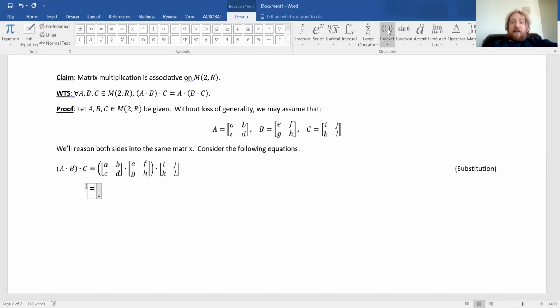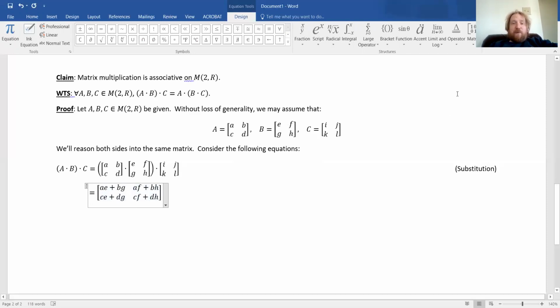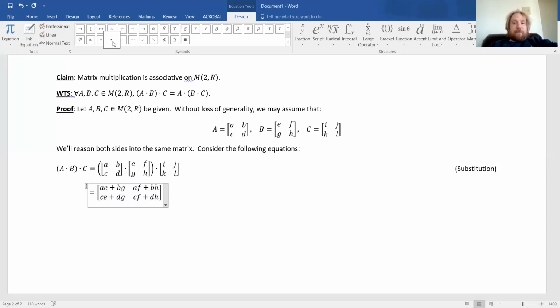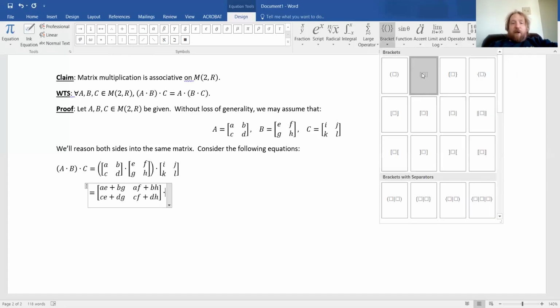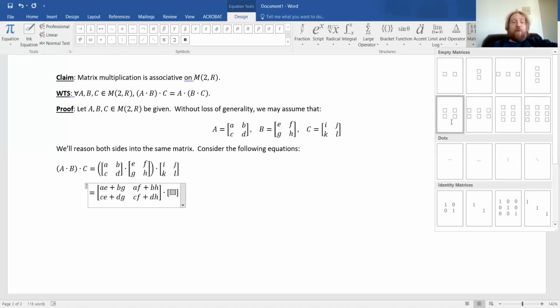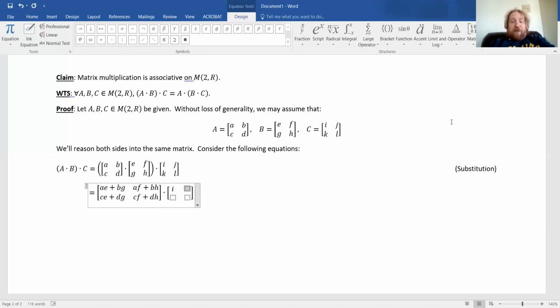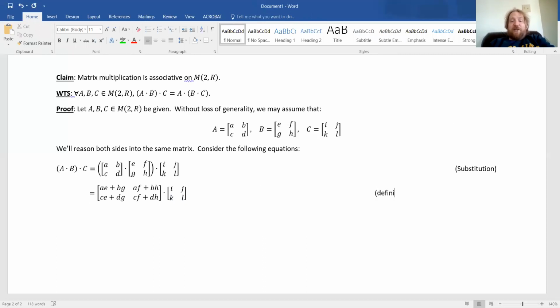So if we do out the product inside the parenthesis, we're going to get AE plus BG, CE plus DG, AF plus BH, CF plus DH times the matrix I J K L. If it helps you to cover up a column and work one column at a time and work it out, do that separately. Pause the video and do that if that helps you figure out what the products are. This came by definition of matrix multiplication.